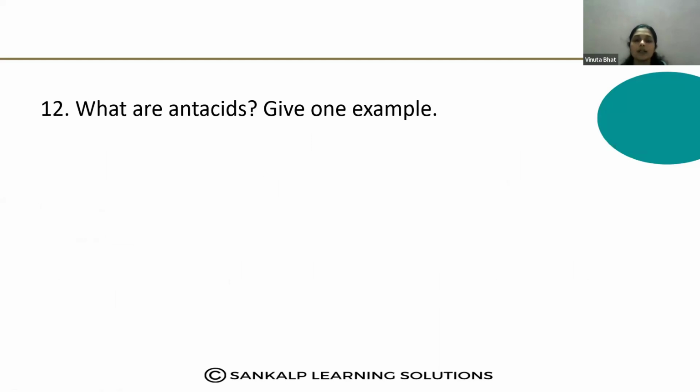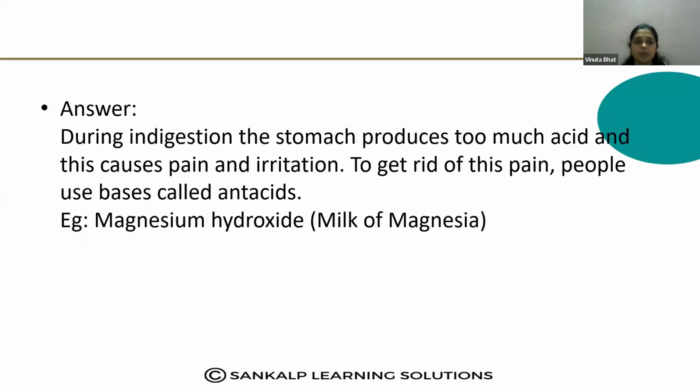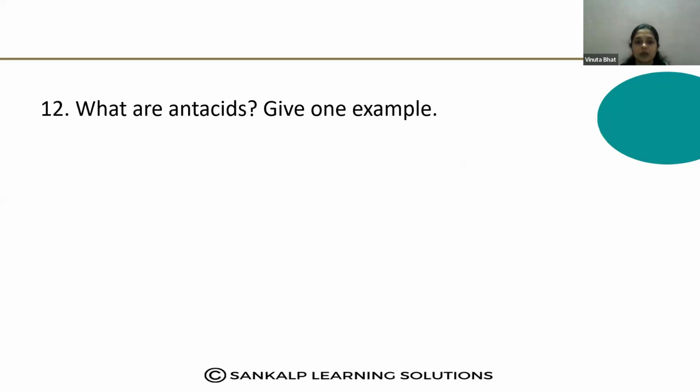Next question. What are antacids? Give one example. This is also a 2-mark question. During indigestion, the stomach produces too much acid and this causes pain and irritation. To get rid of this pain, people use bases called antacids. Magnesium hydroxide, that is milk of magnesia, is a good example of an antacid. Please note down this question.